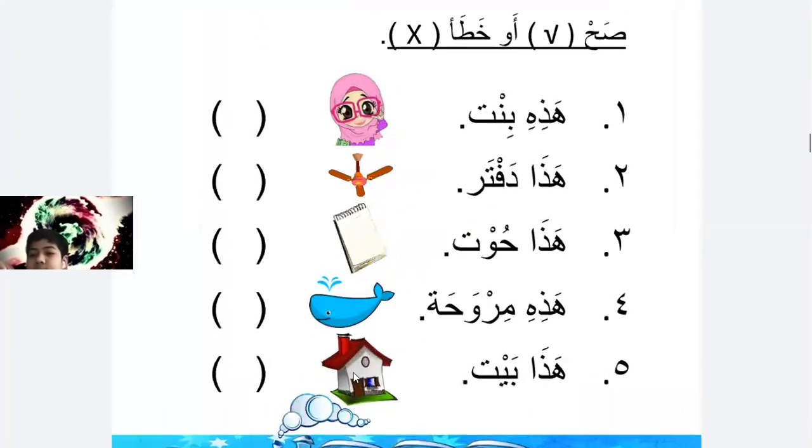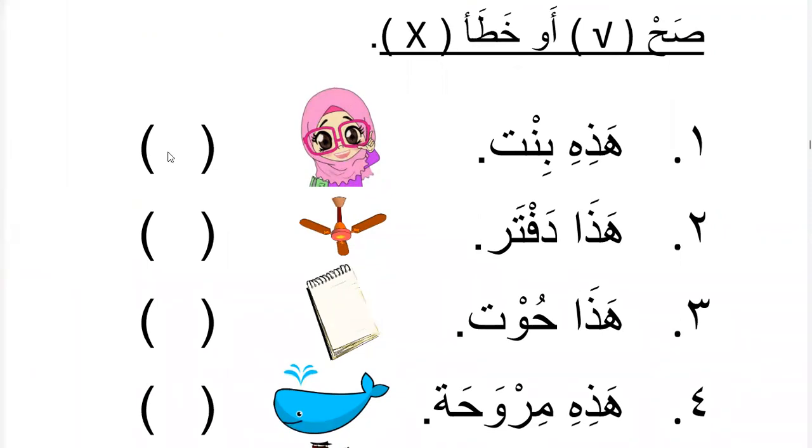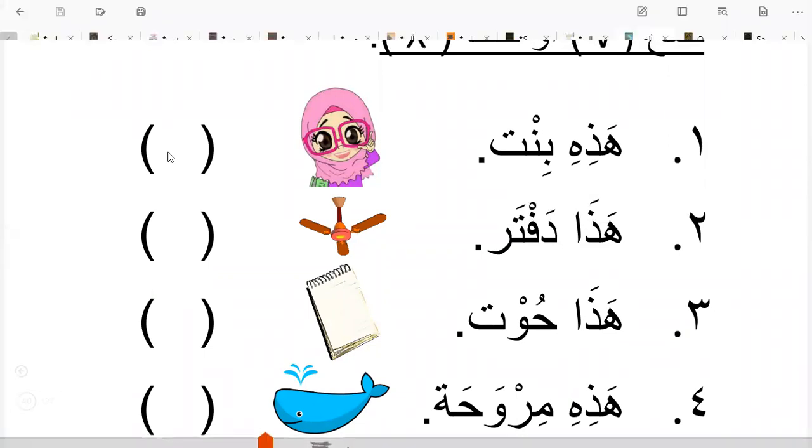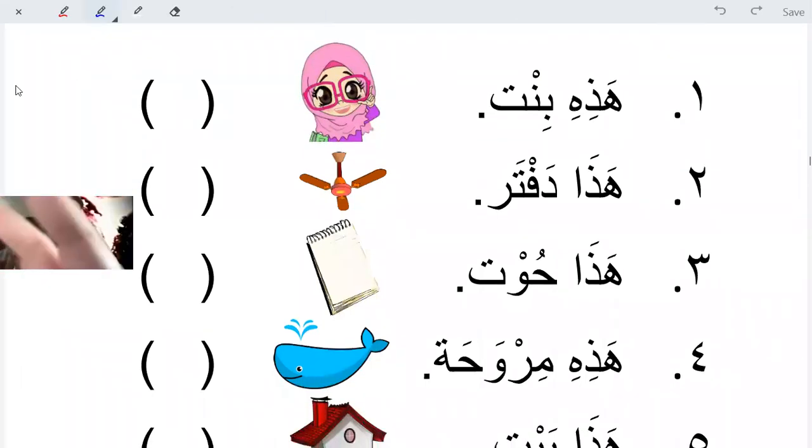So, sahih aw khata', correct or wrong. You read the sentence, you will translate it, and you will tell me whether it is sahih, correct, according to the picture, or whether it is khata'. Okay. So, first read the sentence. Hazihi bint. Translation. This is a girl. Sahih or khata'? Sahih is correct. So you will say sahih. Next.